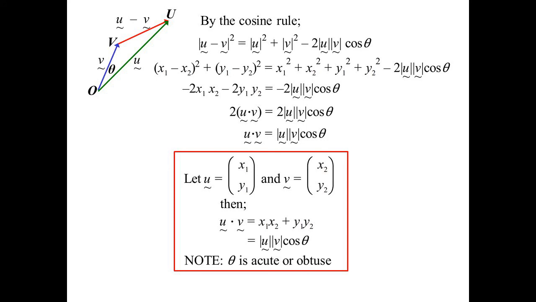Theta in this will always be acute or obtuse. Okay, so we don't say negative angles for this one. It's either going to be acute or obtuse. Why? Well, look where it came from. It came from an angle inside a triangle. And angles in a triangle are either going to be acute or obtuse.